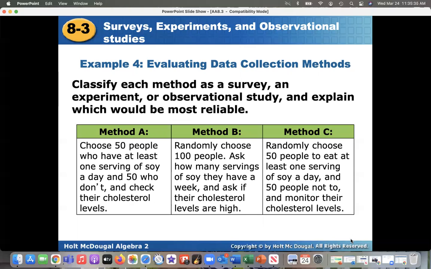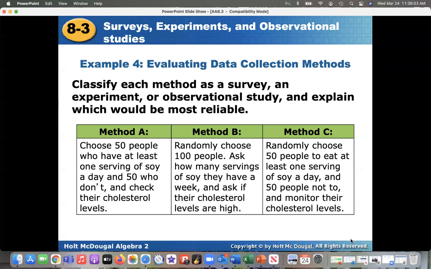All right, method B. What do you think that is? Survey. You're asking, right? People are going to fill out a survey. They're going to tell you whatever they want to tell you, right? Maybe it's accurate, maybe it's not. Would you guess most people, if they're doing the survey, a lot of people are going to say their cholesterol is not high, even if it might be. So maybe you're not going to get all the best information here. Because having high cholesterol maybe has a stigma to it.